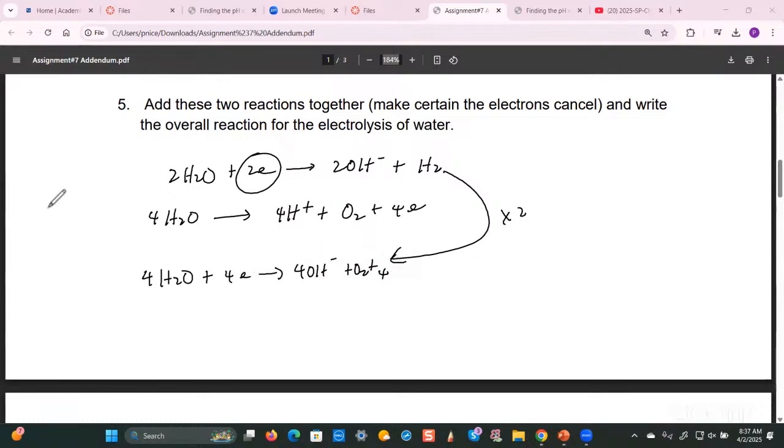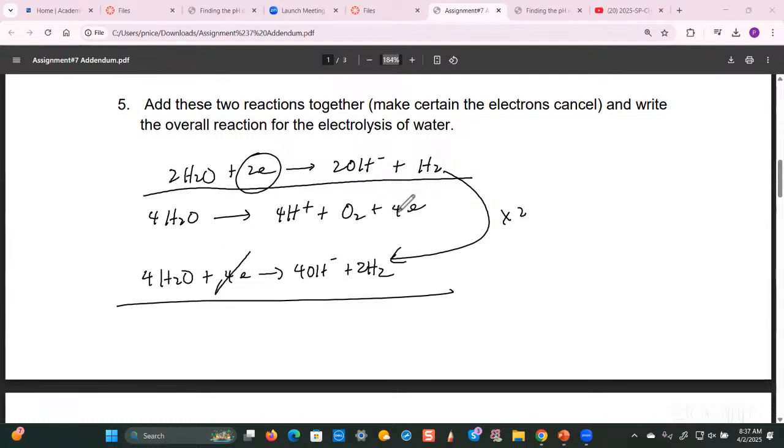Plus 2H2. I'm confusing both. So this should be 2H2. All right? And then when we add these two equations together, what are we going to end up with? The 4 electrons here will cancel out, and you're going to end up with 8H2O to give 4H plus 4OH minus plus O2 plus 2H2O.